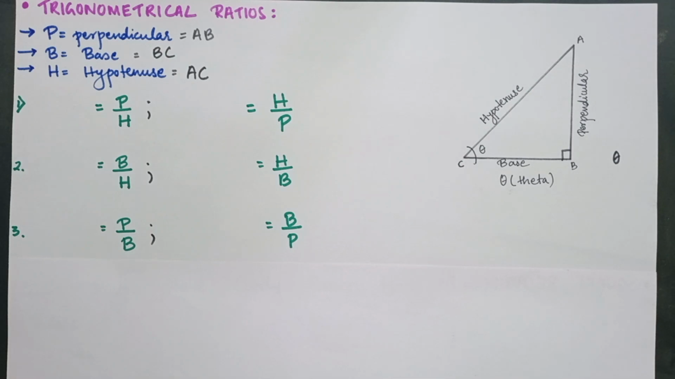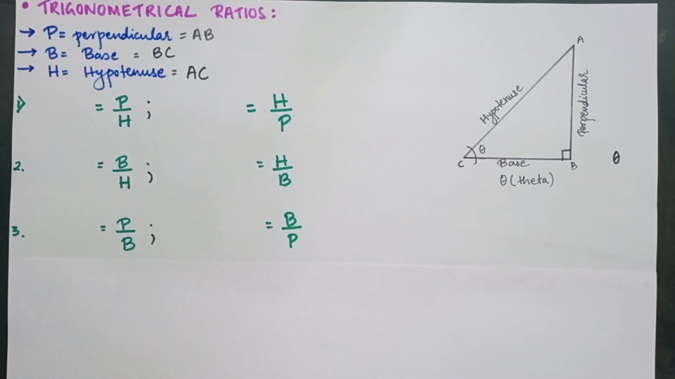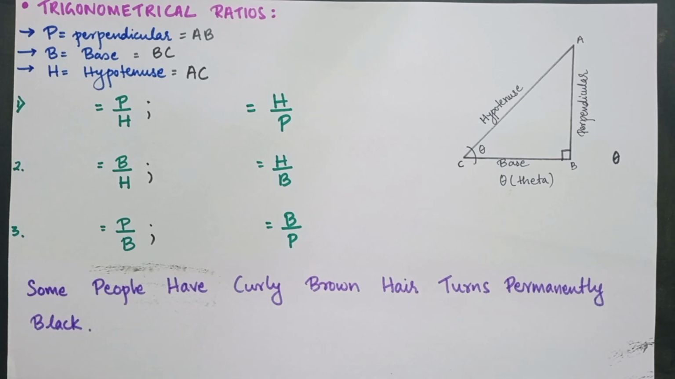Now I'll show you a simple trick to remember the formulas. We have to give names to these ratios. There is a mnemonic. You have to know this mnemonic very nicely, then everything will be clear for you. So what does it say?